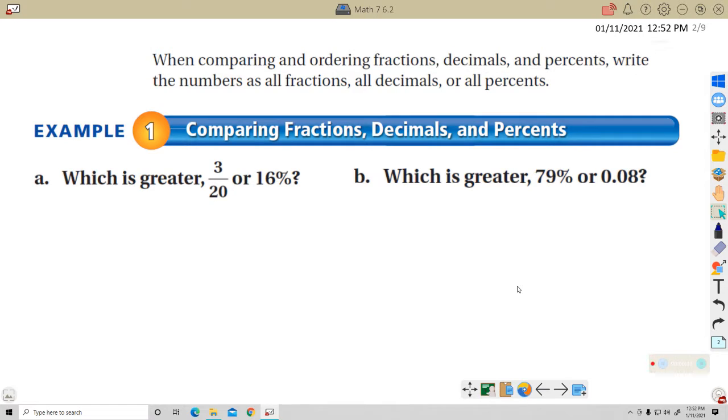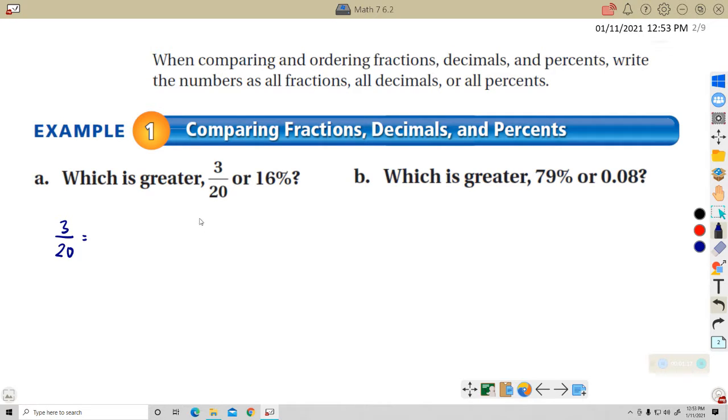Okay. Well, we should know how to do that. We should know how to go back and forth between them. So let's give it a try, shall we? Okay. Here's our first example. Which is greater, 3 over 20 or 16%? Now, there's a couple things we can do here. We can make them both into equivalent fractions, right? So 3 over 20.